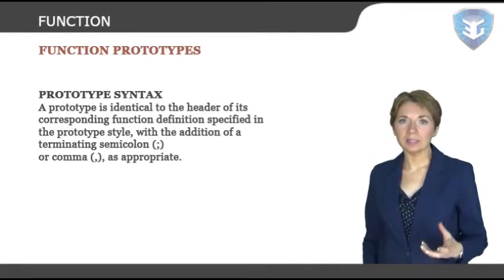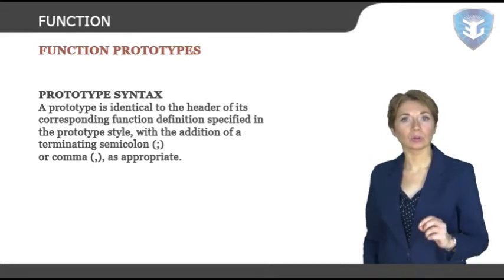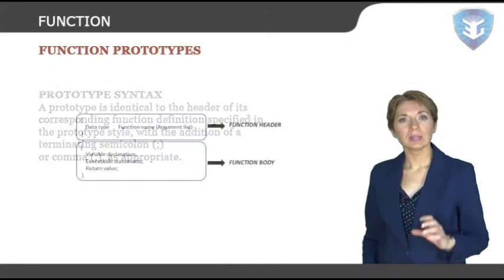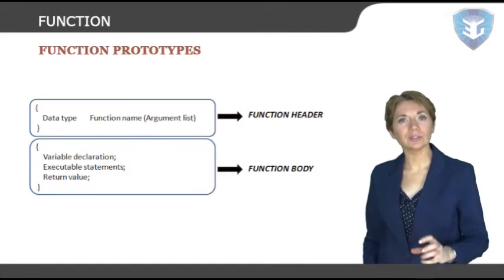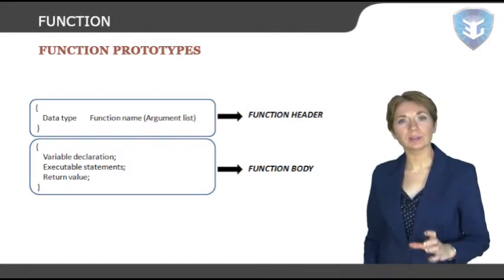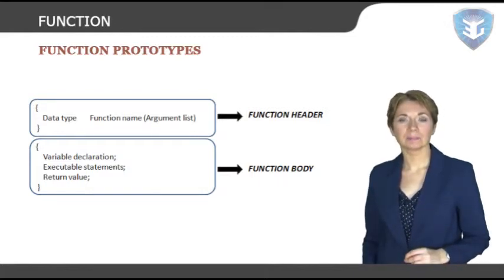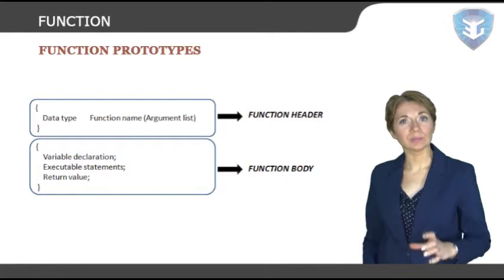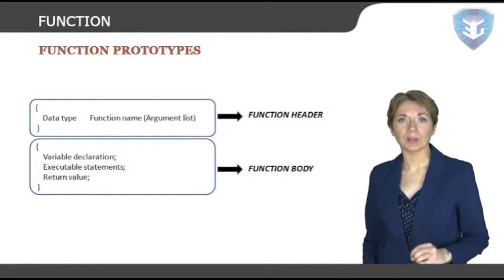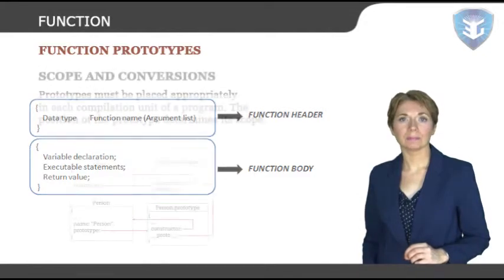Prototype syntax. A prototype is identical to the header of its corresponding function definition, specified in the prototype style, with the addition of a terminating semicolon or comma as appropriate. Function prototypes need not use the same parameter identifiers as in the corresponding function definition, because identifiers in a prototype have scope only within the identifier list. Moreover, the identifiers themselves need not be specified in the prototype declaration. Only the types are required.